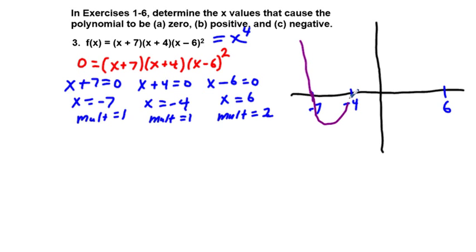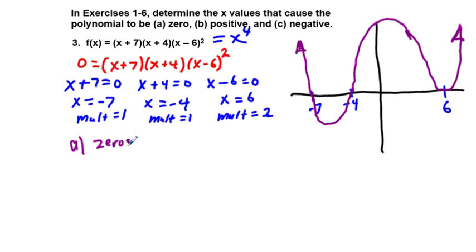And what is the multiplicity of the zero at -4? That's a multiplicity of 1. So we cross the x-axis. Then we're going to come up here quite a ways and go down to our last zero, which is 6. And we have a multiplicity of 2. So we're not going to cross the x-axis, but touch the x-axis at x equals 6, and then resume our upward flight. And so answer A, our zeros: x equals -7, x equals -4, and x equals 6.